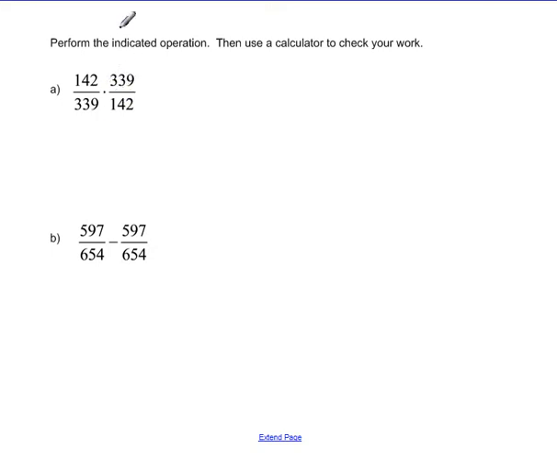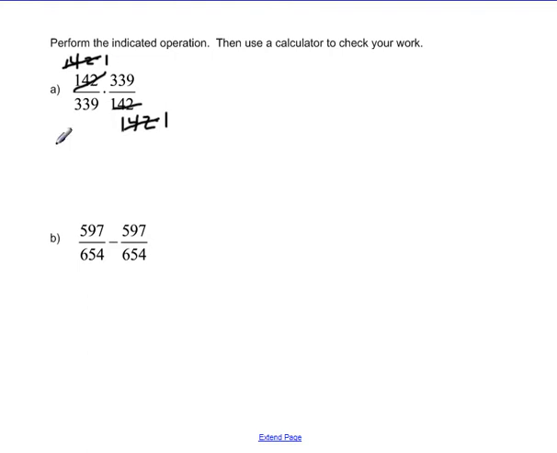So let's see what's going to happen here. Remember to always look for common factors before we multiply straight across. So here we have the 142 with the 142. That's, of course, the greatest common factor because that's going to go into itself. So what we're going to do is if we think about each of these as 142 times 1, and this is 142 times 1, notice that the 142s are basically going to be canceling each other out.